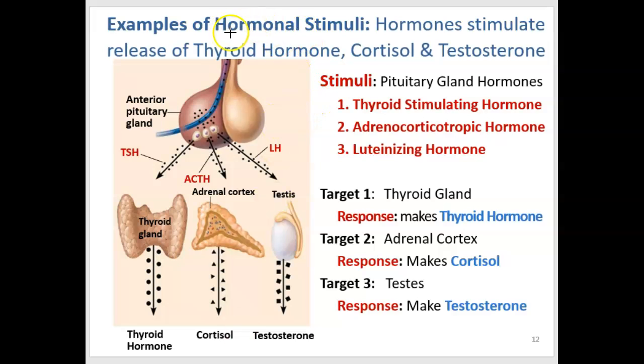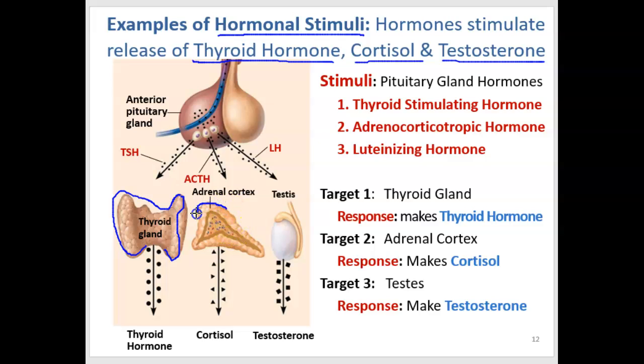There's also a mechanism in place to release hormones based on other hormonal stimuli. This is the case with thyroid hormone, cortisol, and testosterone. So thyroid hormone is made by the thyroid gland, and that's kind of outlined here. Cortisol is made by the adrenal gland, but just the cortex. That's how it gets its name, cortisol. And testosterone is produced by the testes.